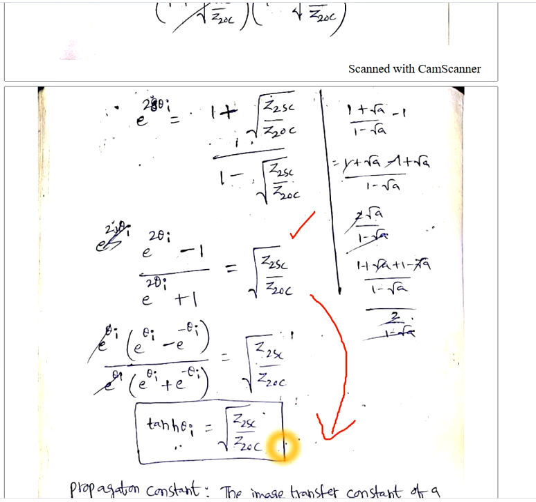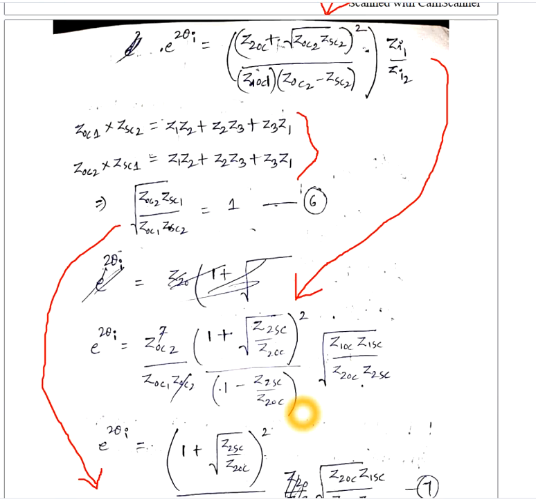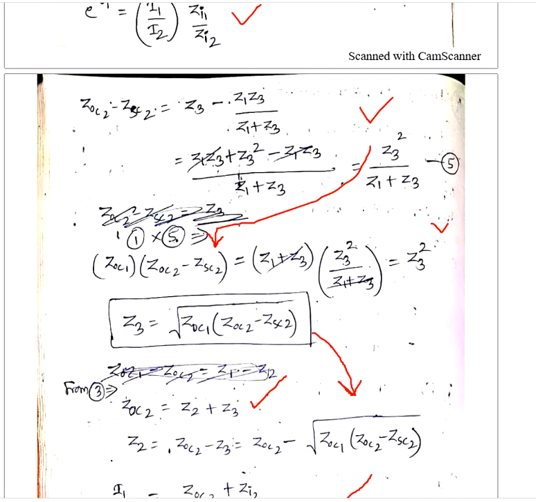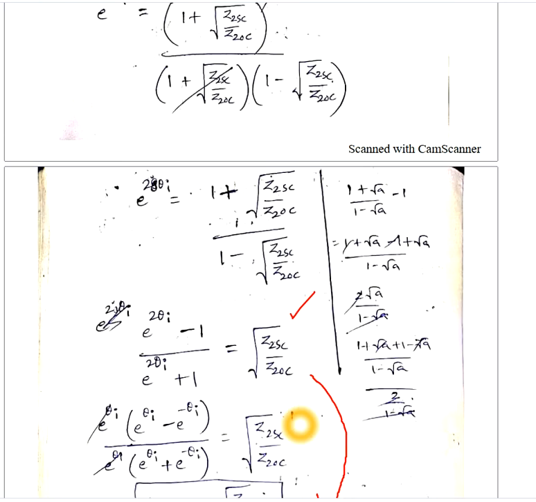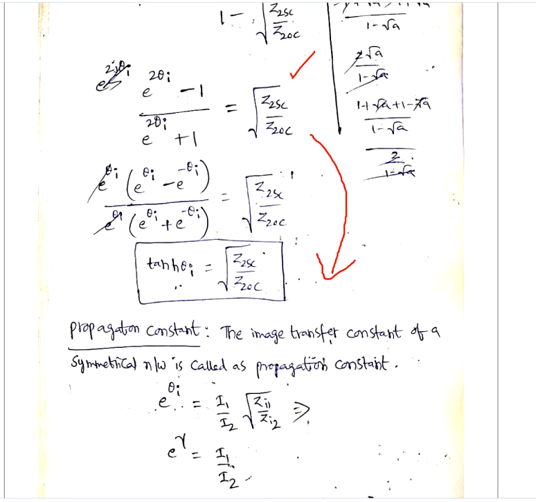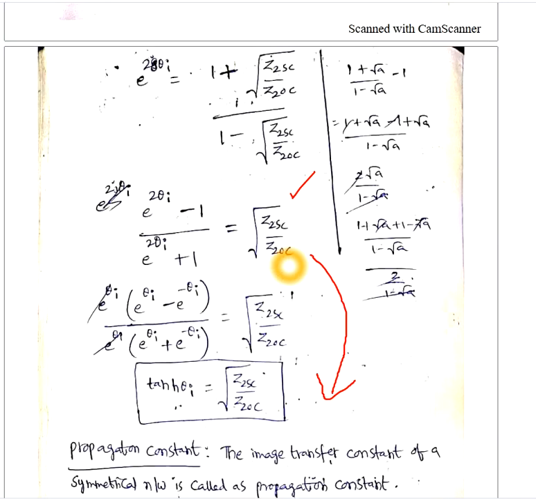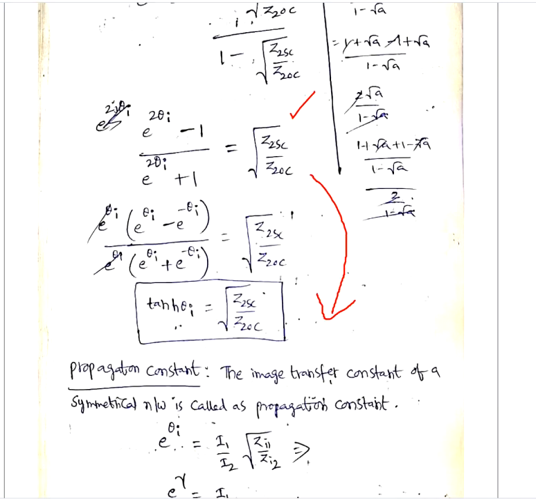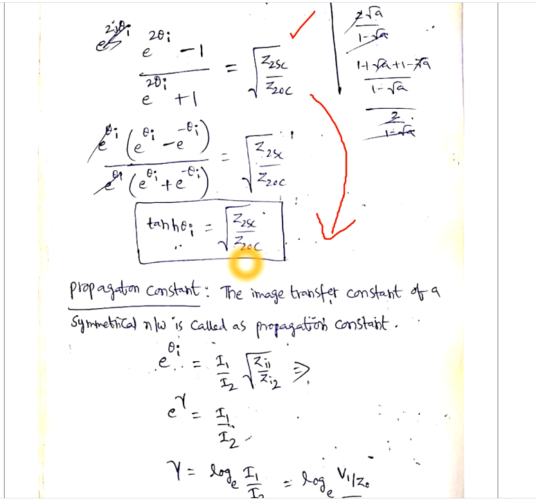See, we got a very simplified equation, but the work that has gone through for getting this is very tough. See how big this derivation is, right? Okay, but the end result is very simple, and one thing you can note down here is that tanh theta is equal to square root of ZSC2 by ZOC2. That means the image transfer constant is completely depending on port 2 side parameters, right? There is no dependency on port 1, so that is very important here. With that you can remember it very easily.